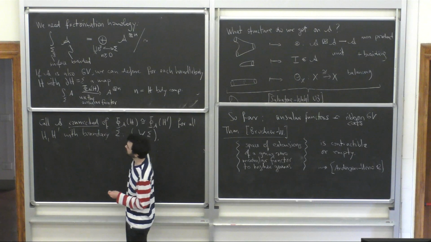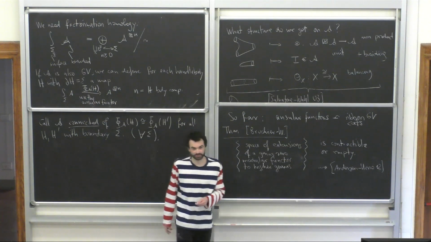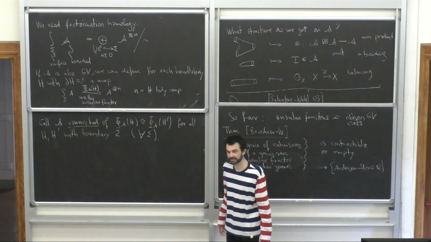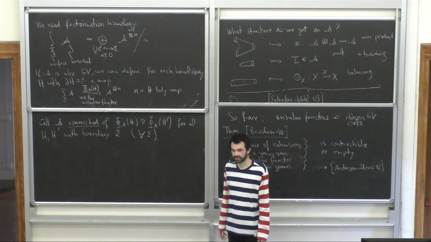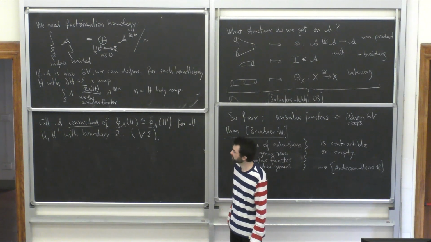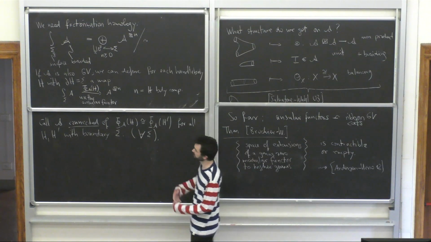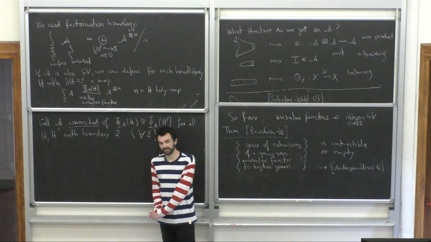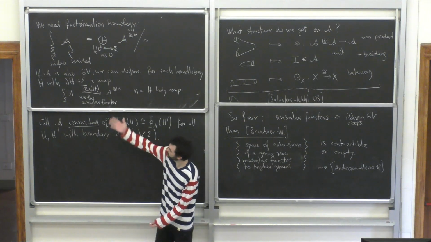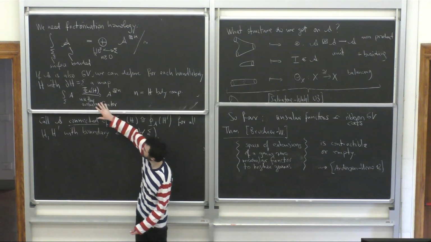Yeah, so if you know what a skein module of a handle body is, then it is basically a generalization of that. So, factorization homology is supposed to be some sort of generalization of skein theory, and this is somehow what this does.